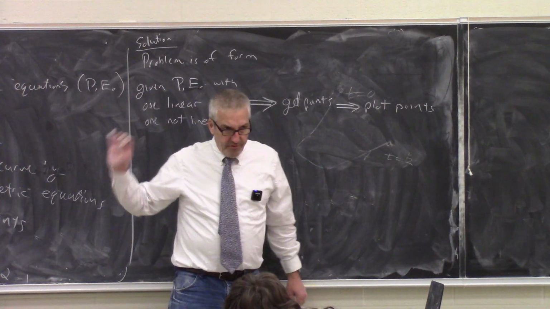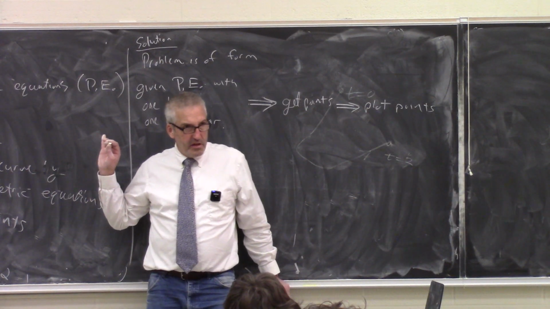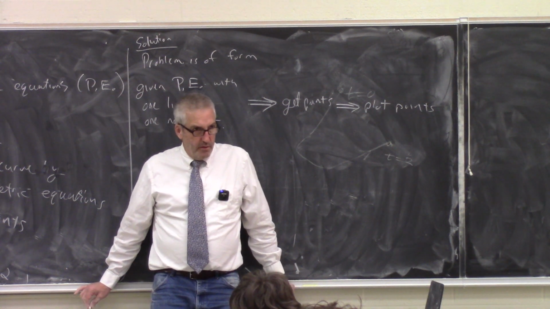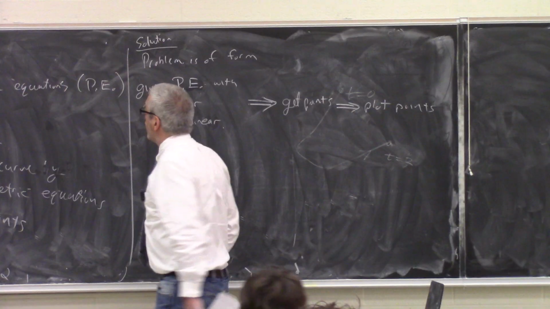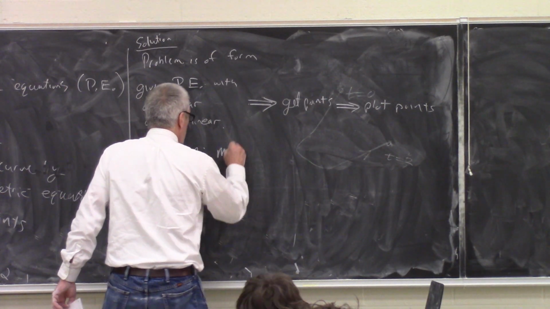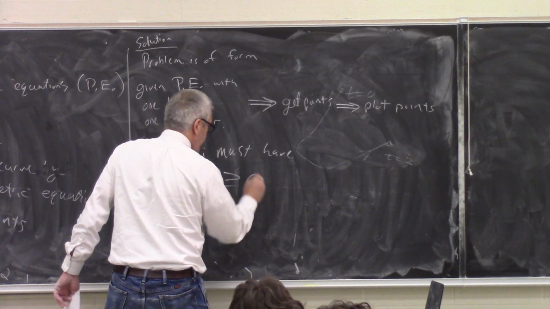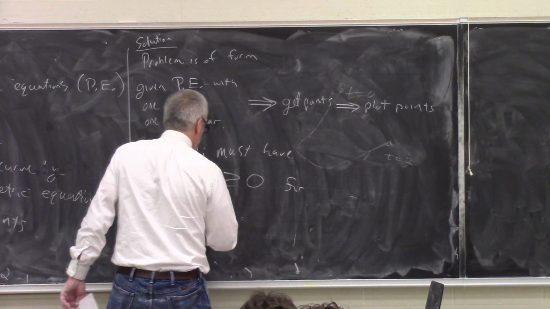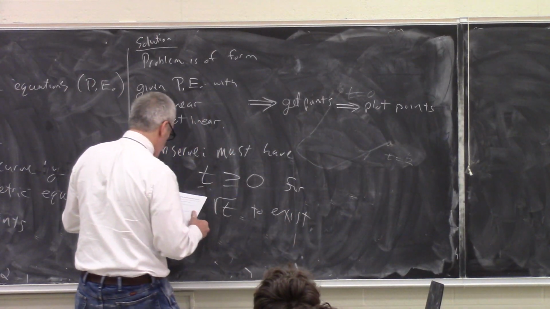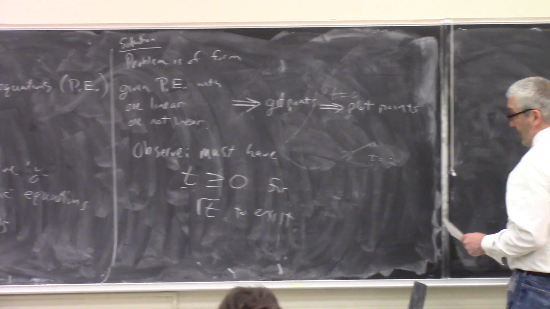All right, raise your hand if you notice any restriction that we have on the variable t. Yeah, it can't be negative. So t has to be greater than or equal to 0. We must have t greater than or equal to 0 for the square root of t to exist. We don't have any other information about this, so let's make a table of values.